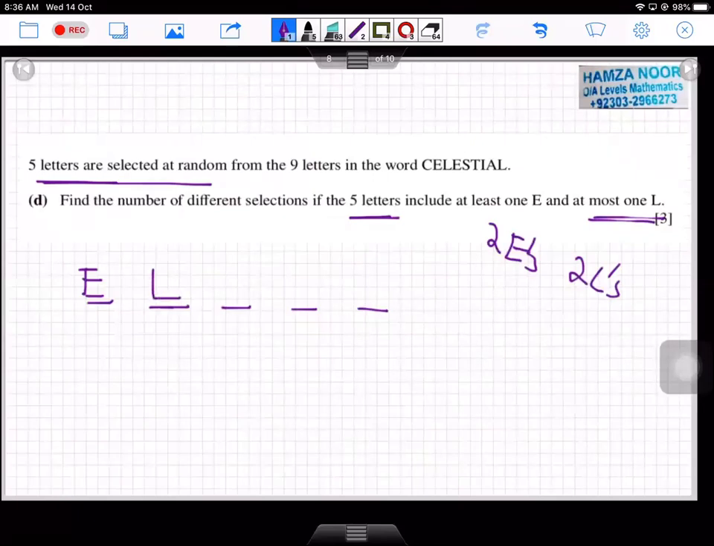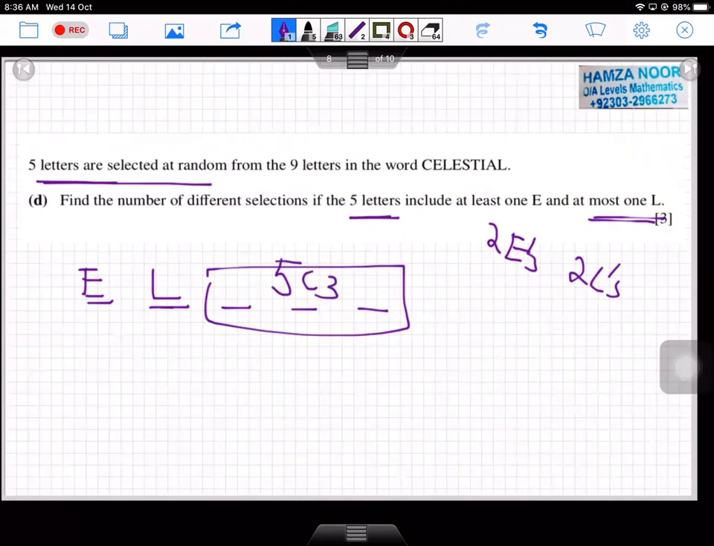So in this possibility, E is not going to repeat itself, and L is not going to repeat itself. How many E's and L's do we have? We have two E's and two L's, altogether 4 letters. Just take away these 4 letters from your total number of letters. 9 minus 4 gives you 5. Now, out of 5 letters, how many spaces are empty? 3 spaces. So 5 choose 3, 5C3. This is my one possible combination.